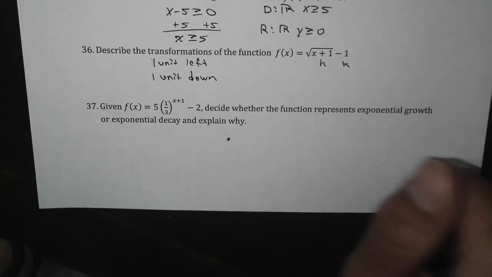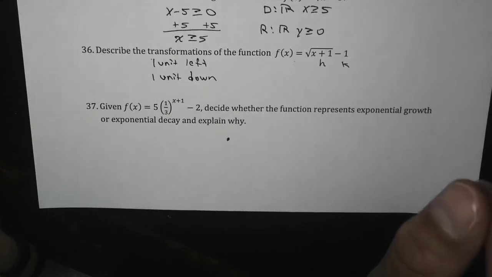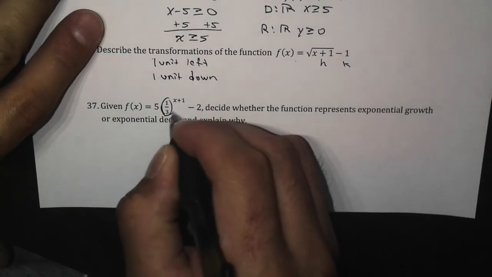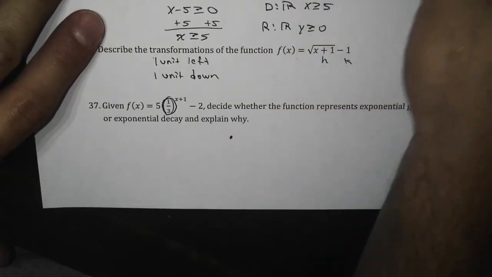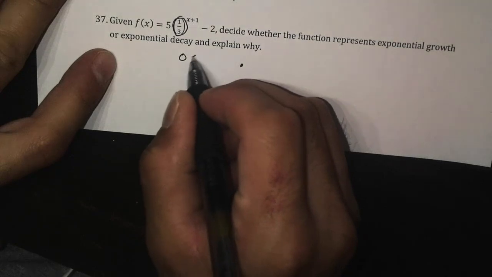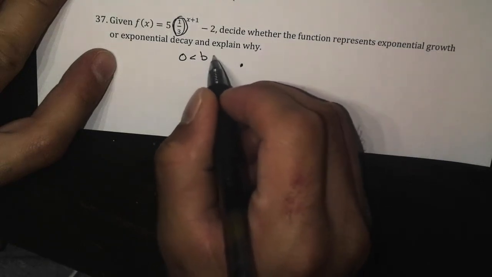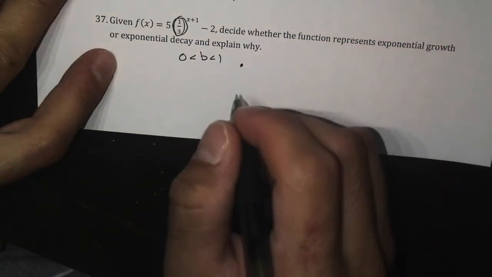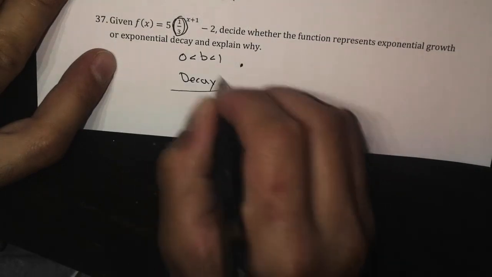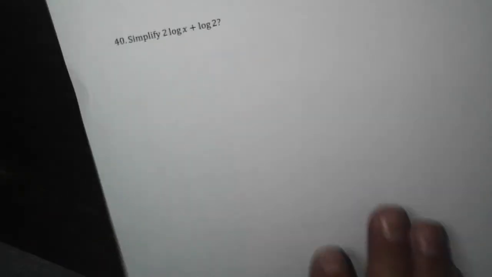Right. Decide whether the function represents exponential growth or decay and explain why. Right, so in growth and decay, we have to look at our b value, which is this. If it is above 1, it is growth. If it is in between 0 and 1, it is decay. So clearly this is in between 0 and 1. That means it is a decay function. Pretty easy there.